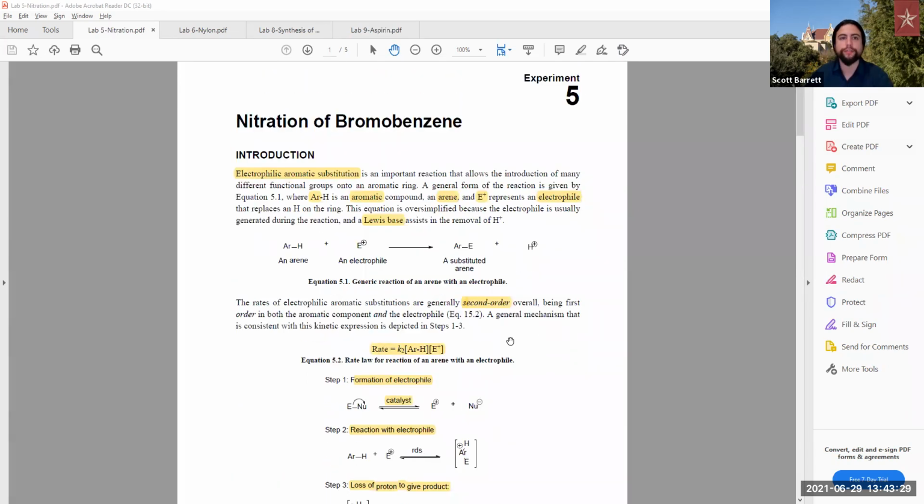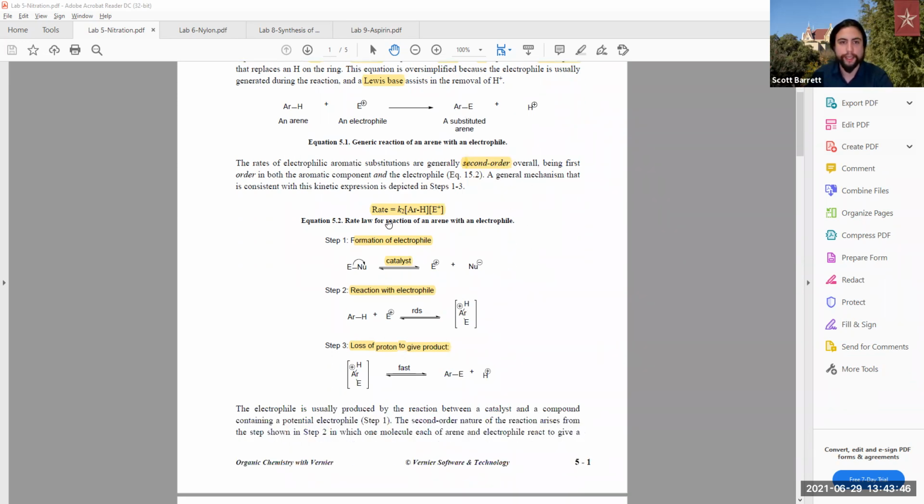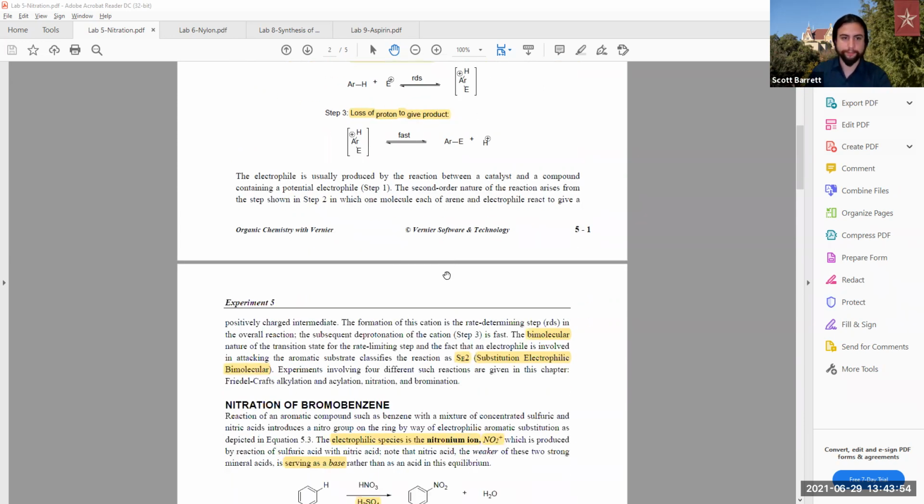Okay, so electrophilic aromatic substitution is a common mechanism that is known from the nitration of bromobenzene or any sort of electrophilic aromatic substitution onto an aromatic ring. So an arene reacting with an electrophile will cause it to be a substituted arene, which is the aromatic ring itself. Here is the common schema: the formation of an electrophile, the reaction with it, and then the loss of a proton to receive your product.